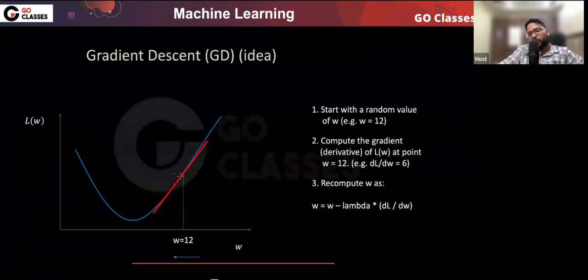So let's just quickly do one example. Suppose you are starting at some random point, which is w equal to 12. Then what will you do? You will find out the gradient at this particular point, and the gradient, when you find out, will be positive, right? Here it will be positive, so you will move in this direction.